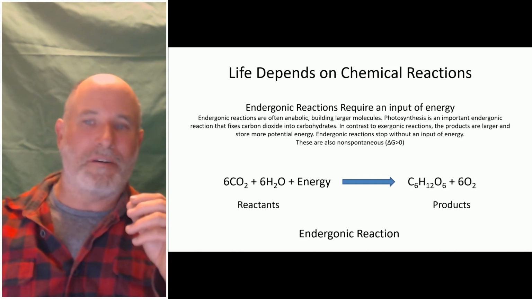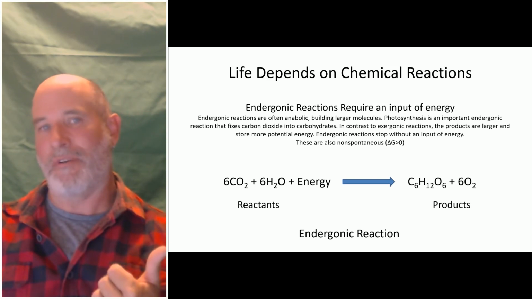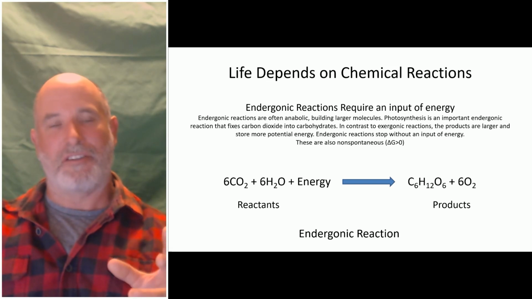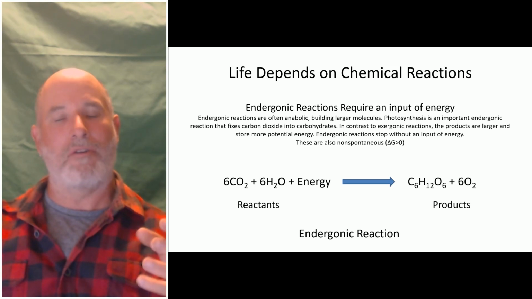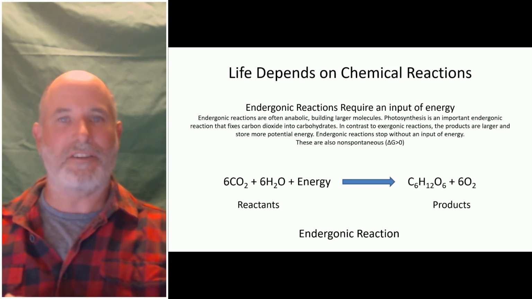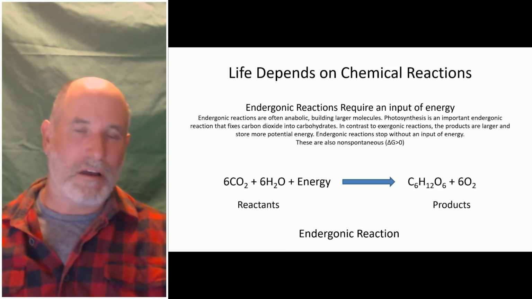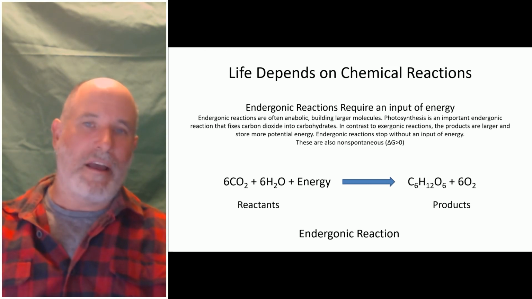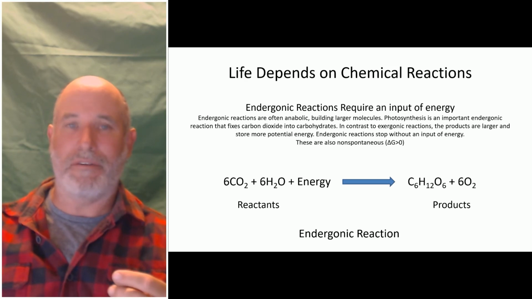One of the most important endergonic reactions is photosynthesis. Photo means light, synthesis, synth means put together. So what plants do is they take carbon dioxide and water and the energy of sunlight, and they are able to build carbohydrates with that, and that is the products. And in this case, the products are more ordered than the reactants. And because they're more ordered than the reactants, you have to have an input of energy.